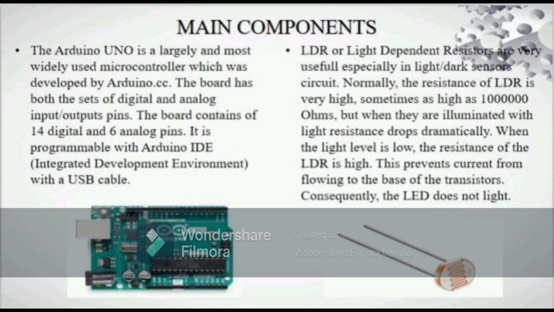The second component is LDR. LDR, or light dependent resistors, are very useful especially in light or dark sensor circuits. Normally, the resistance of an LDR is very high, sometimes as high as 1 million ohms, but when they are illuminated with light, resistance drops dramatically. When the light level is low, the resistance of the LDR is high. This prevents current from flowing to the base of the transistors. Consequently, the LED does not light.